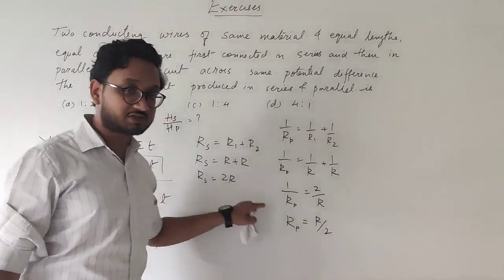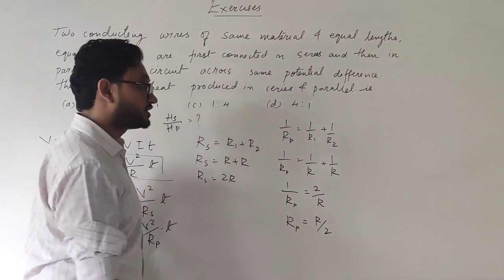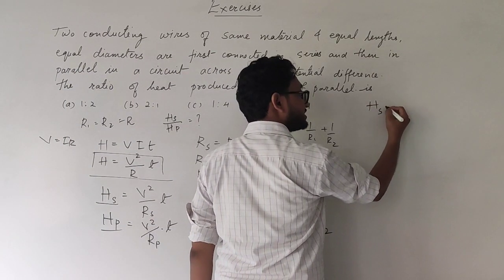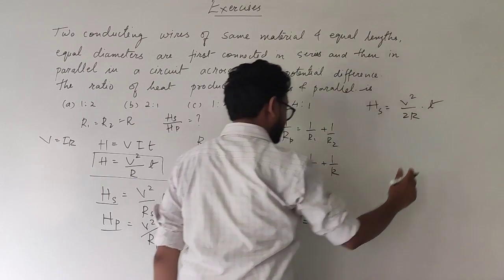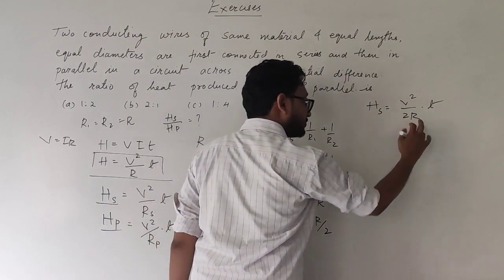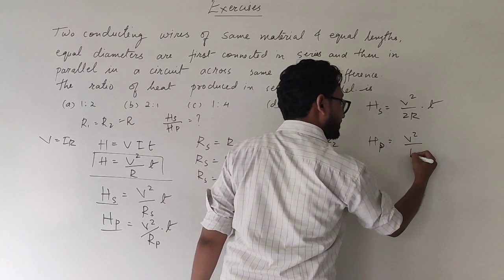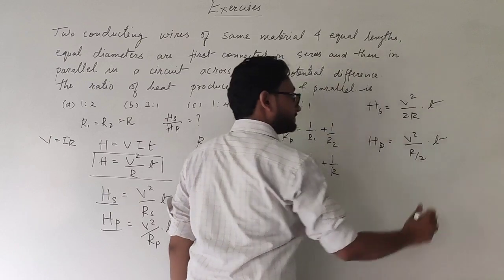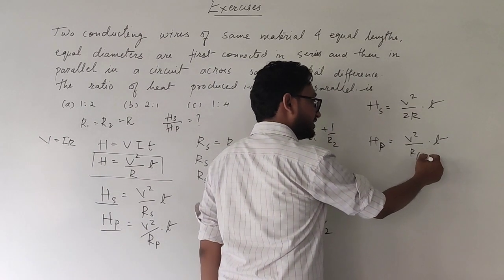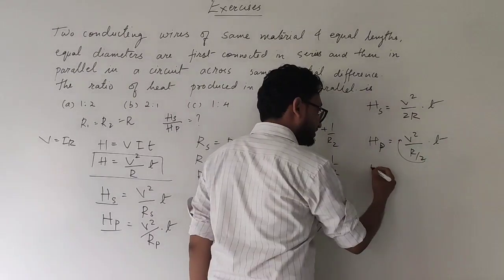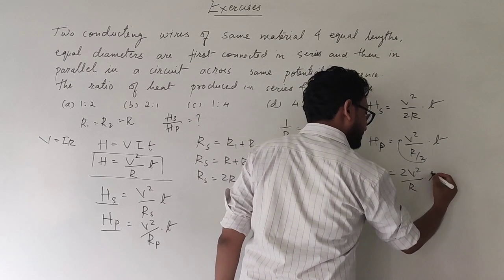Now simply substitute these values in these formulas of heat in series and heat in parallel. So what you get? Heat in series Hs is equal to V square by 2R into T, because series is 2R, so I am writing 2R over here. And heat in parallel is V square by R by 2 into T. Now we know that if there is a denominator in the denominator, it gets multiplied by the numerator. So what you get is heat in parallel is 2 V square by R into T.